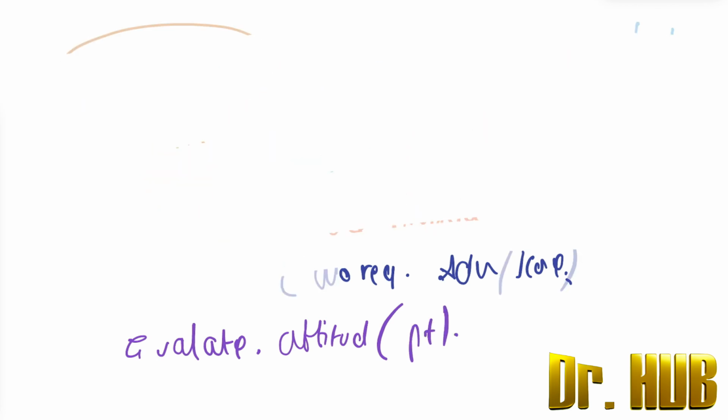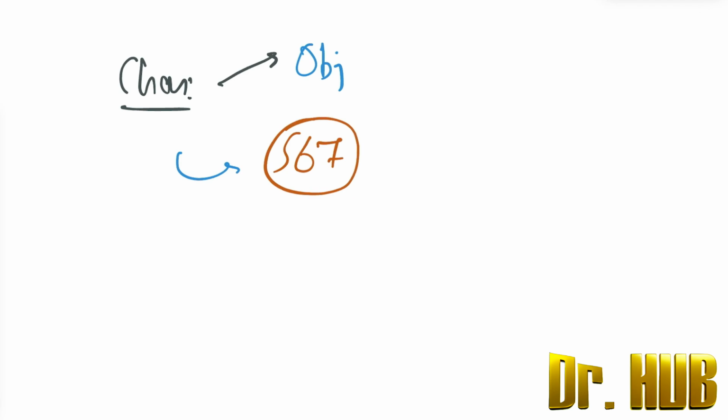Now let's look at the characteristics. It is an objective test, and the patient answers 567 true or false questions. So you have to answer 567 true or false, T or F, questions.